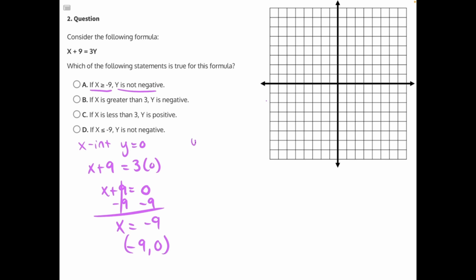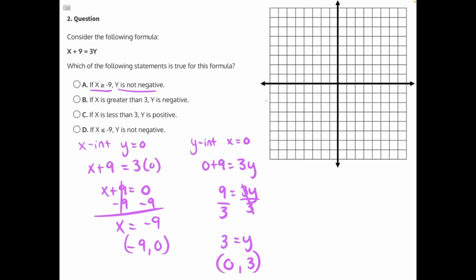Then we need to find our y-intercept, which is when x equals 0. And we'll rewrite our expression. Instead of x, we'll put 0 plus 9 equals 3y. 0 plus 9 would just give us 9 equals 3y. Then 3 is being multiplied to y, so we need to do the opposite and divide both sides by 3. 9 divided by 3 will give us 3 equals y, or the coordinate point 0, comma 3.